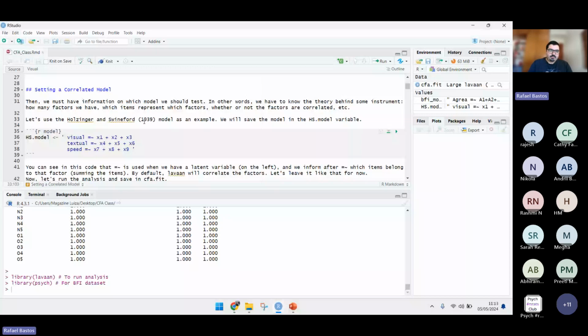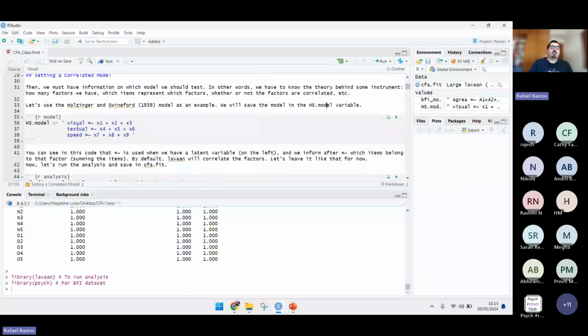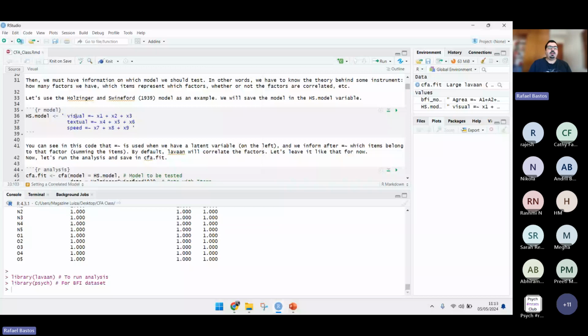We first need to specify the model to use lavaan. So we write here that the visual latent variable is composed of items x1, x2, and x3. As you can see, we have this equals and tilde here. This says that on the left side we have the latent variable, and on the right side we have the items. So everything on the right side is the items, and everything on the left side is the latent variable. So this first latent variable is composed of items x1, x2, and x3. The textual is composed of the items x4, x5, and x6, and speed is composed of the items x7, x8, and x9. So we finish the string with this, and we can now run the analysis.